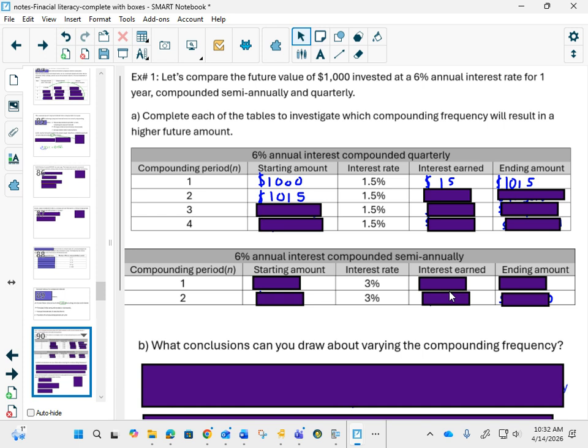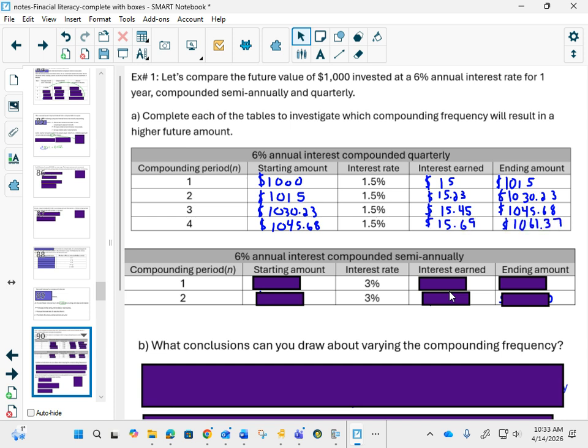Because compounding quarterly means your year is split into 3-month sections 4 times. 3, 6, 9, and 12. At the end of 3 months, the bank says, here's your $15. Then you start month 4 with 1,015. Now you get an extra 23 cents. Then you start month 7 with this amount, and then you start month 9 or 10, last 3 months, and you end up with $1,061.37.